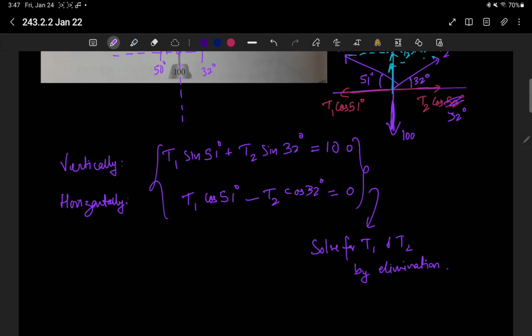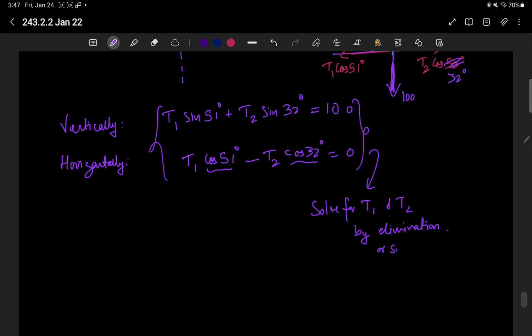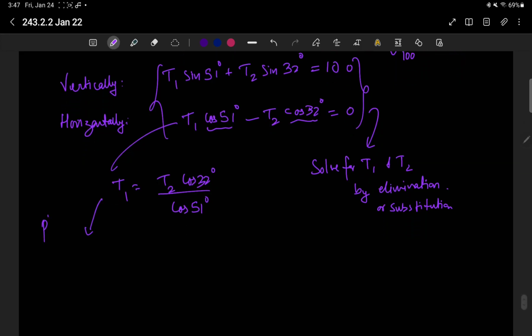And what's that? That's what you've learned in earlier classes, because remember, these are just numbers which you can find using the calculator. Right? So you can use elimination or substitution. Okay, I will not go all the way, but if you take this equation, you get t1 is t2 cosine 32 divided by cosine 51, which you can plug back into the first equation to get t2 cosine 32.